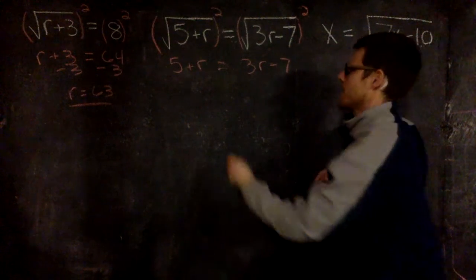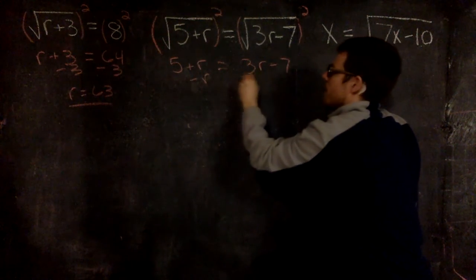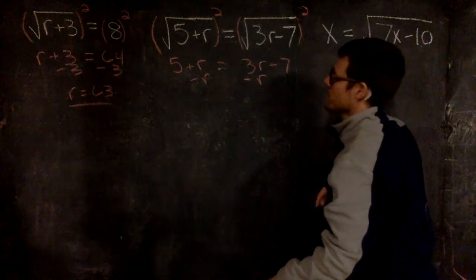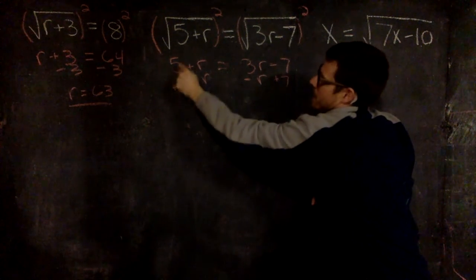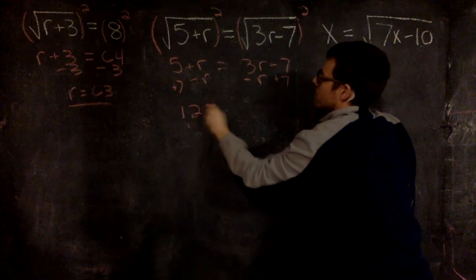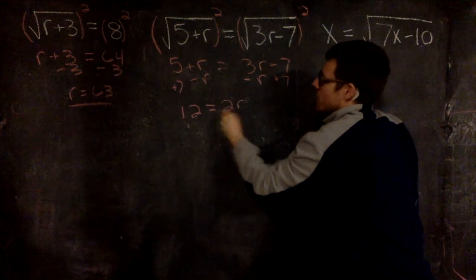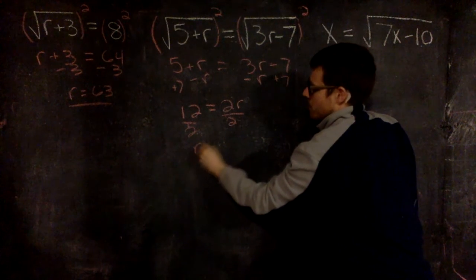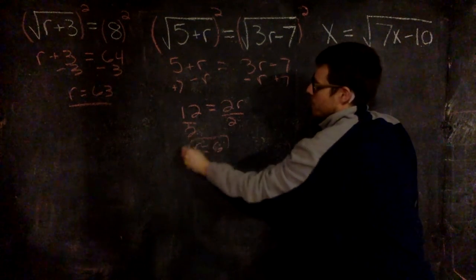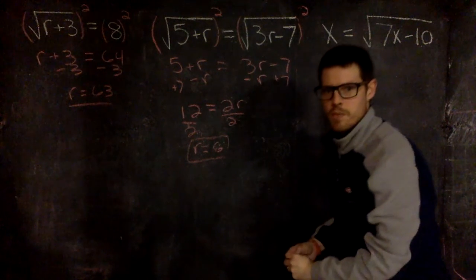Now, that's an equation that I feel very confident you have great abilities to solve. Subtract the r, add the 7, and I get 12 equals 2r, quickly solvable to r equals 6. Again, we were able to get to a pretty nice, pretty quick solution.